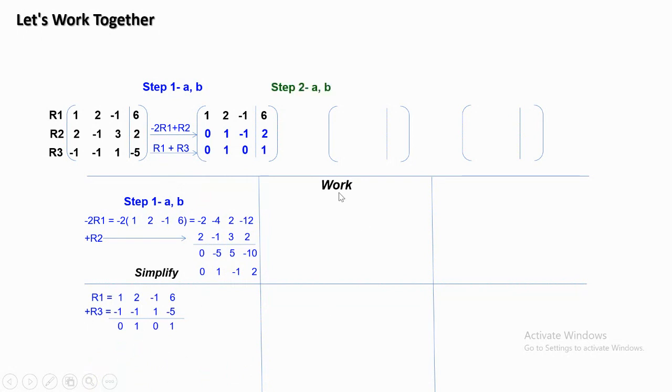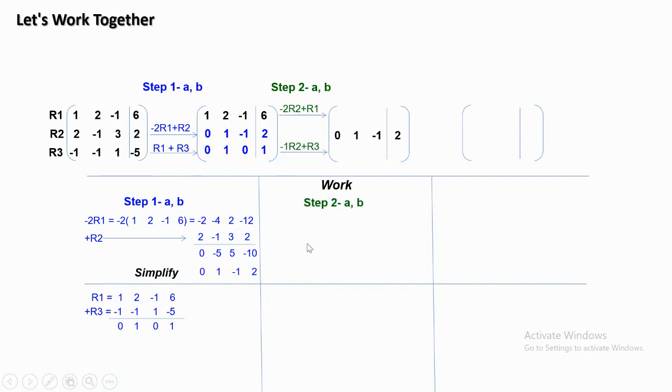Now, we're down to step 2. So step 2, the 2 and the 1 must be zeros right here. So we're going to use row 2. Row 2 stays the same. Row 1 must change, right? The 2 must be a 0, and row 3 must change. The 1 must be a 0. So we're going to do negative 2 row 2 plus row 1, and here's going to be negative 1 row 2 plus row 3.